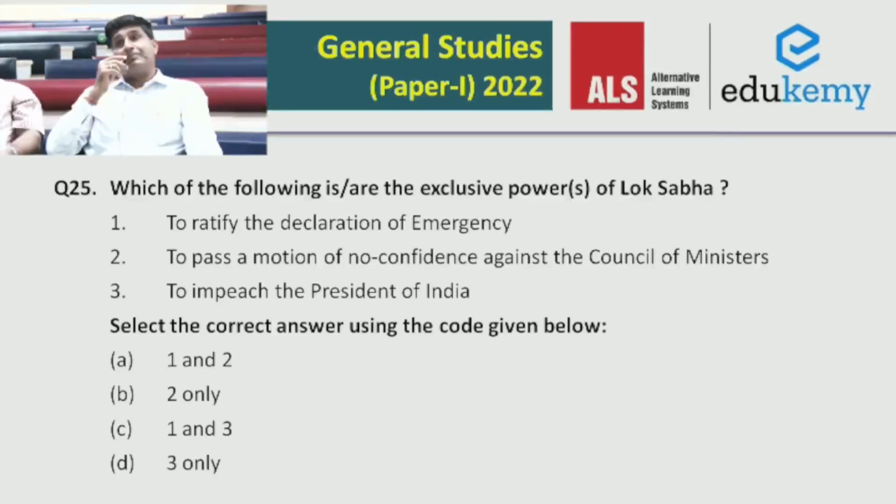To impeach the President of India, the motion is to be passed separately by both the houses of parliament with a special majority, and that special majority is the toughest majority talked about under the scheme of the Indian Constitution.